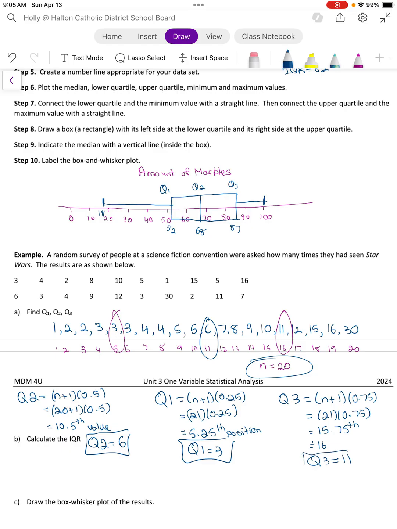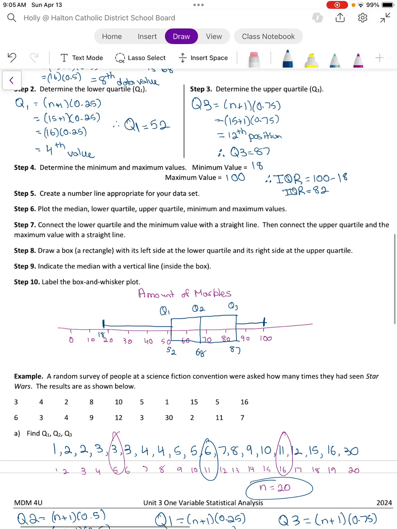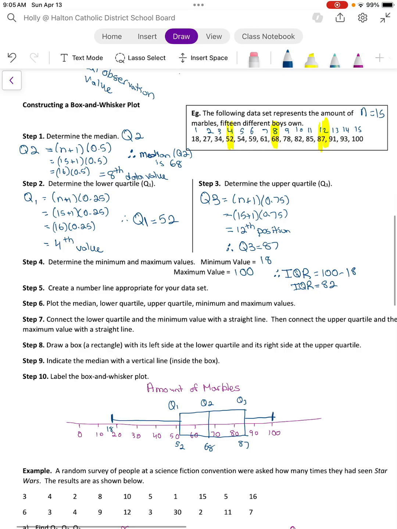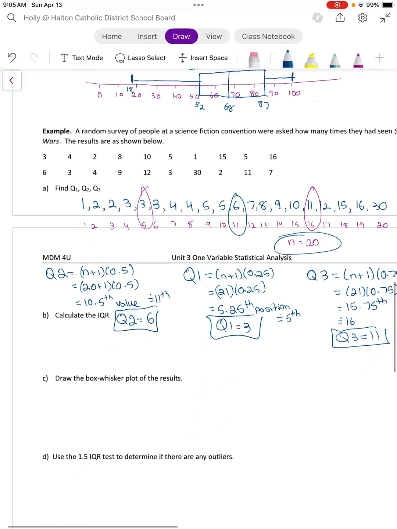Okay, so that's my Q1, Q2, Q3. Again, for Q1, I used the 5th, and for Q2, I used the 11th. And that just goes back to what I was talking about here. What happens when you get a quartile that lies between the values? You can add them up and divide by 2. Here I'm just choosing the closest value based on the first decimal. So that's what you would do in case of the decimals.